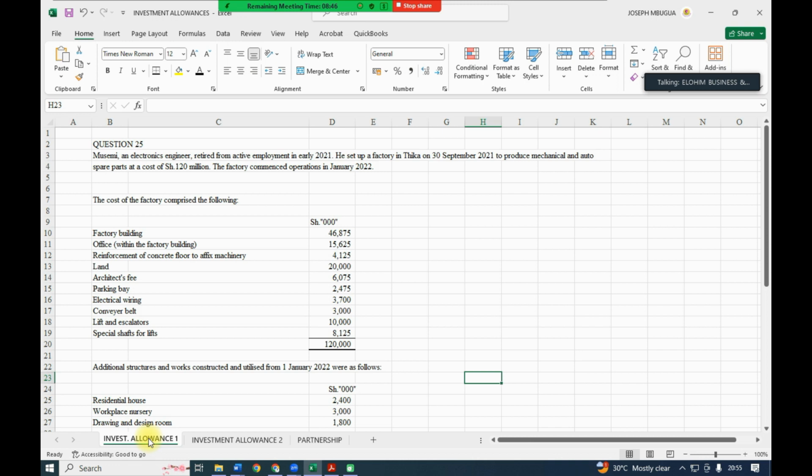So that we look at the one from Musemi. If you're done with investment allowance 2 and you don't have a question, then you can go to investment allowance 1 for Musemi.